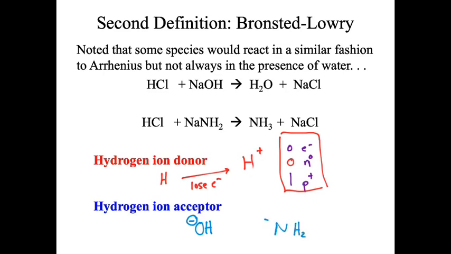I could do NH2 minus. Would I expect NH2 minus to act as a hydrogen ion acceptor? Yes. Why? Because it has a negative charge. What do I need to stabilize the positive? A negative. It aligns. NH2 minus doesn't fit the Arrhenius definition because it's not hydroxide. It will fit our Bronsted-Lowry definition because that molecule will accept the hydrogen from our acid. Just the alignment of those charges. Okay. That makes the Bronsted-Lowry definition a lot more useful and also much more widely accepted.